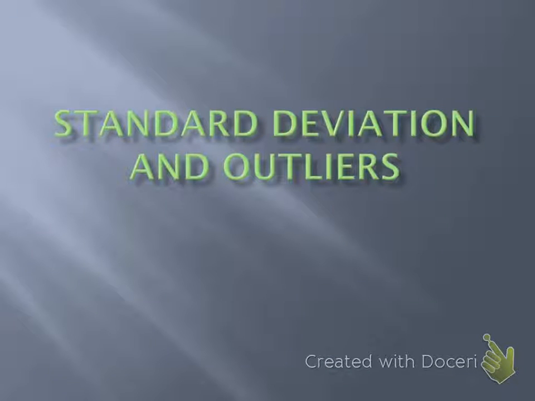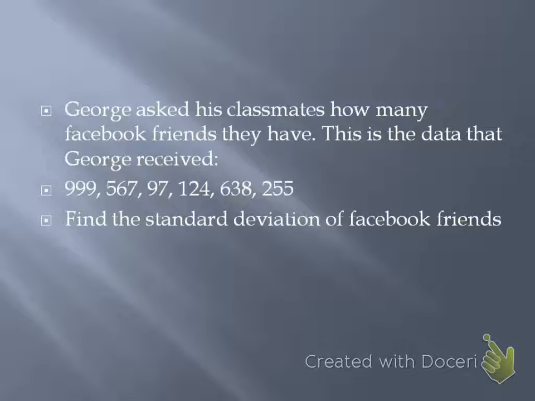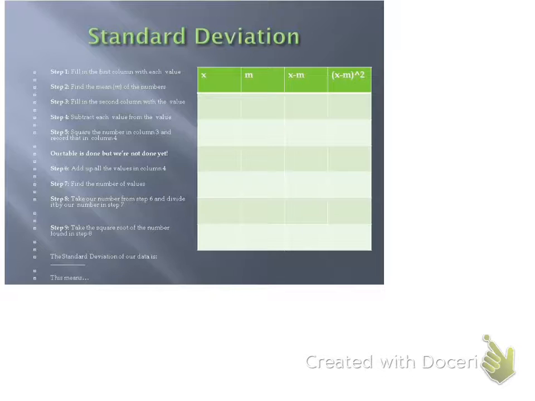This is the video for the extra practice for standard deviation and outliers. So our first question is, George asked his classmates how many Facebook friends they have. This is the data that George received: 99 friends, 567 friends, 97 friends, 124 friends, 638 friends, and 255 friends. Now let's find the standard deviation from these friends.